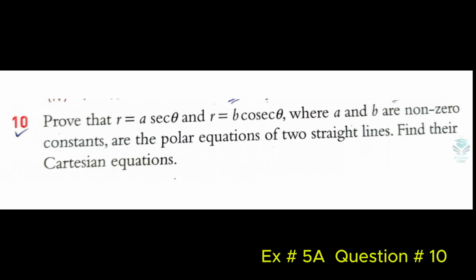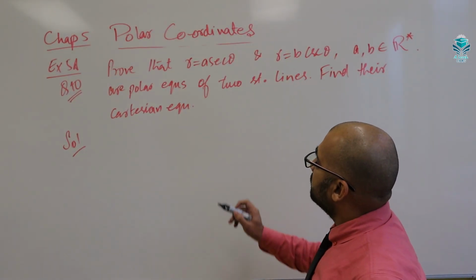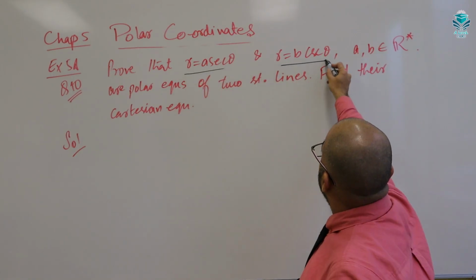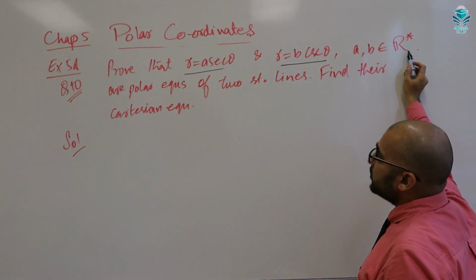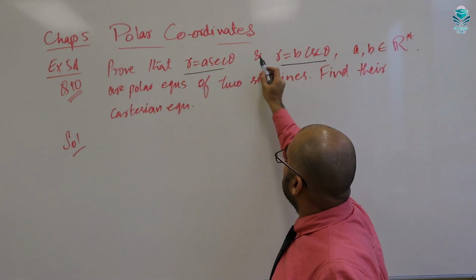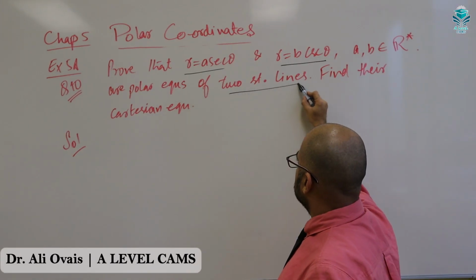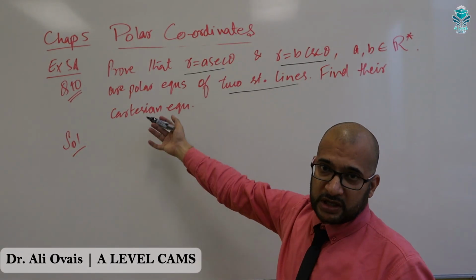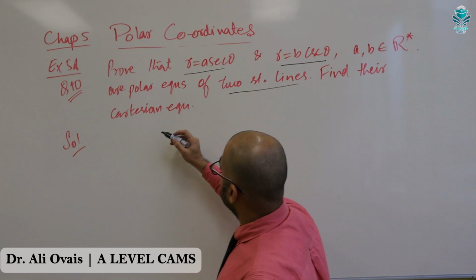In this lecture we are given two polar equations where A and B are non-zero real constants. These polar equations represent two straight lines. So we have to determine their Cartesian equations. It is quite easy to do.